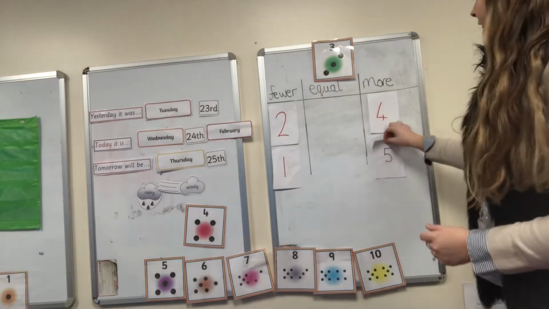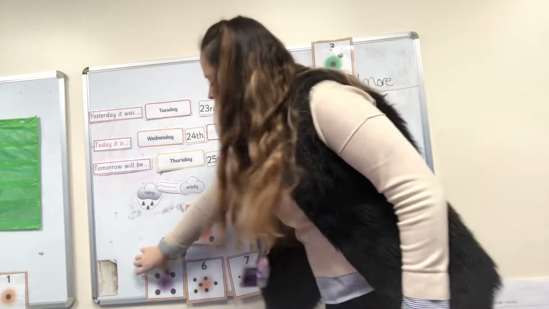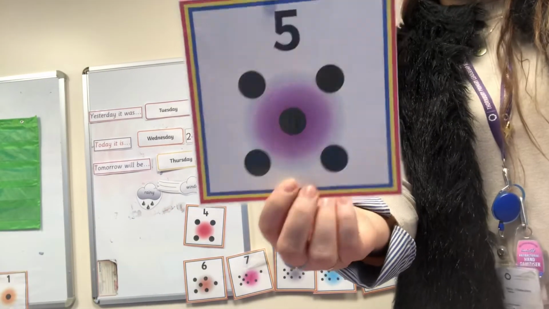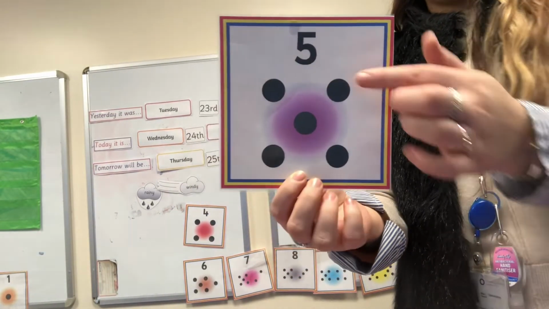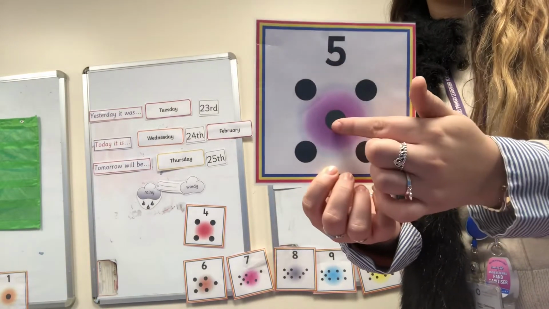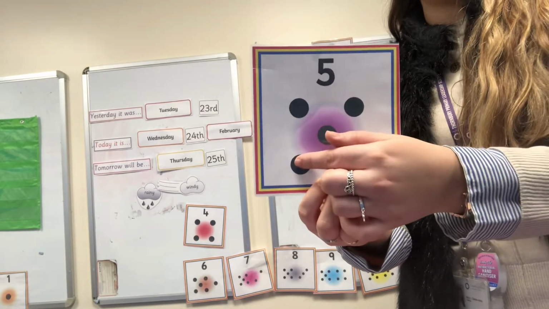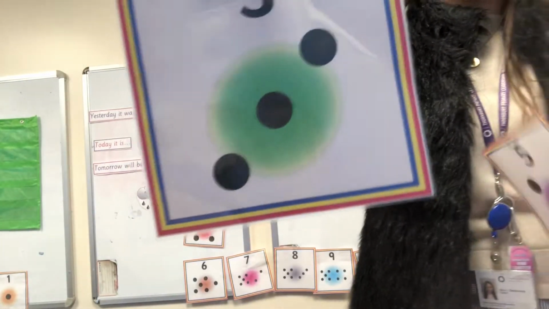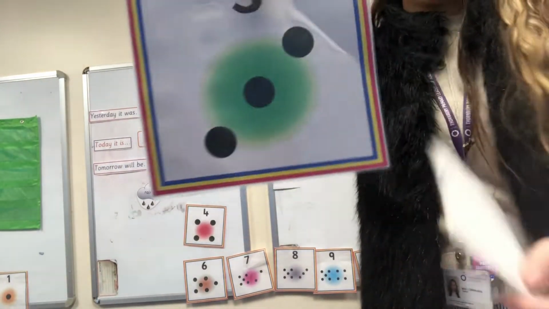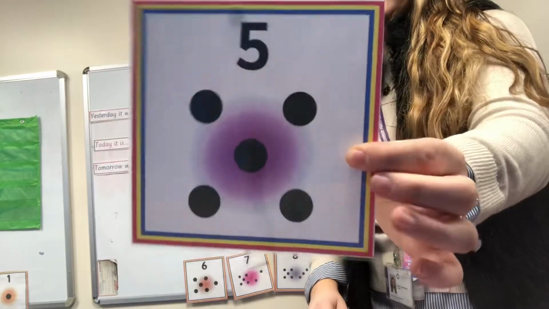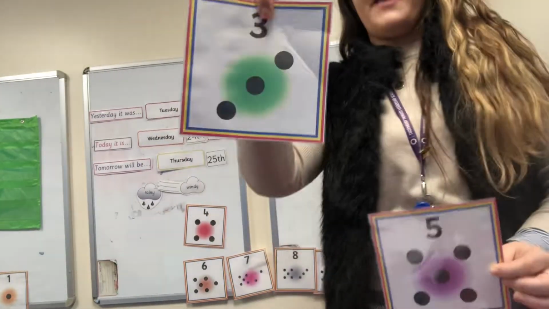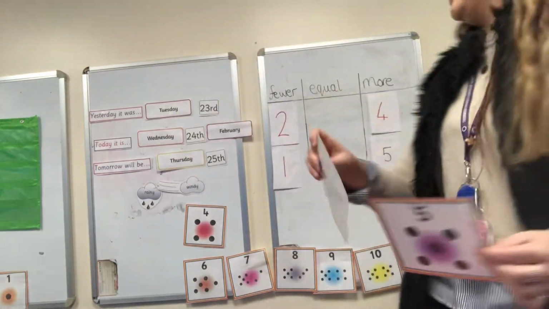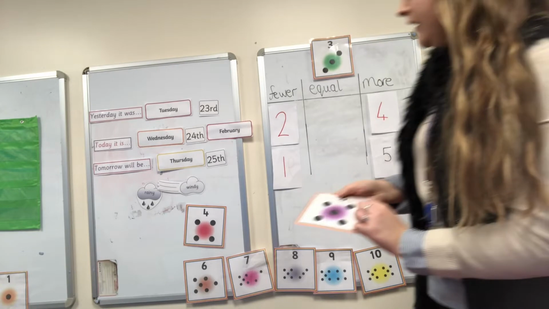So let's stick the number 5 up in our column and let's just do our check. So this is the number 5 here. So is there more or fewer spots? Let's count. 1, 2, 3, 4, 5. And our number 3 is here. And we can see there's 1, 2, 3. So there are more spots on here than there are here. So 5 is more than 3, okay? So let's stick our 5 back.